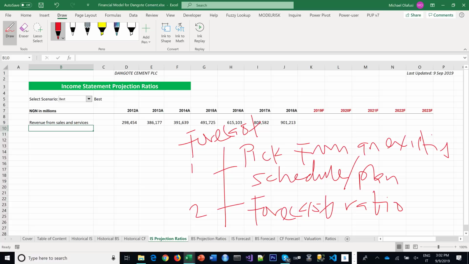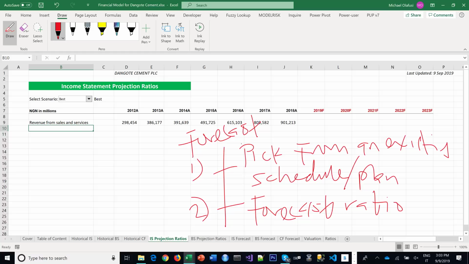So I will want to use a forecast ratio to project whenever I do not have this. So you prefer this, and number two is when you don't have a plan. The company didn't tell you their schedule, their plan for the future. They didn't give you what it is they plan to sell per product type, and then you can sum them together and come up to what the revenue will be. Then you want to use a forecast ratio. So I do not work with Dangote Cement. I don't have any insider knowledge. I don't have access to their schedule. So I'm going to use the forecast ratio approach, right?